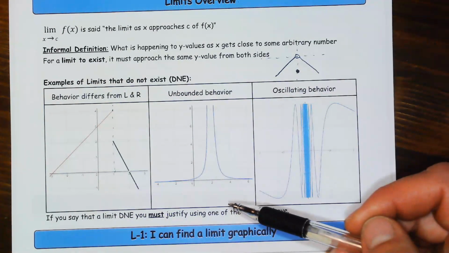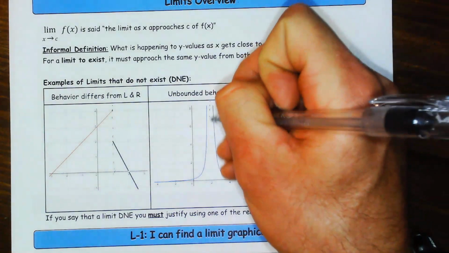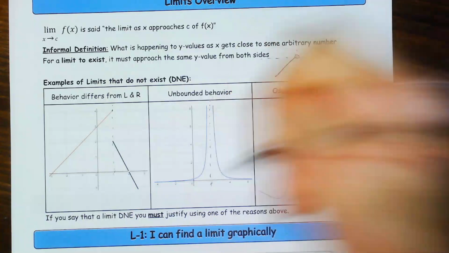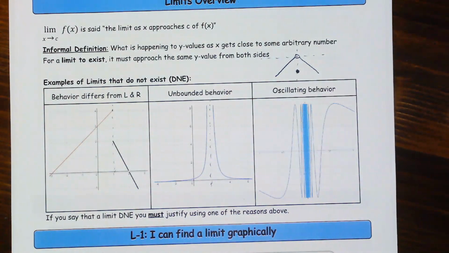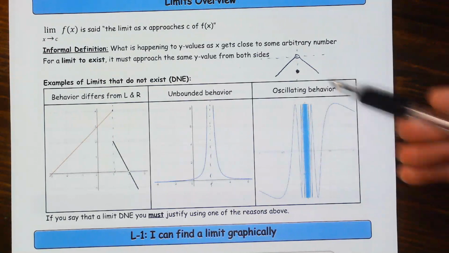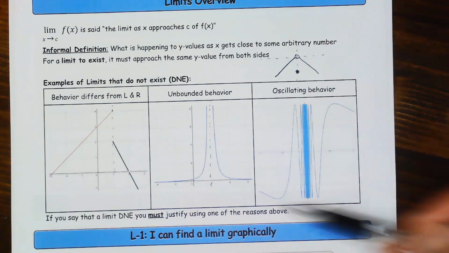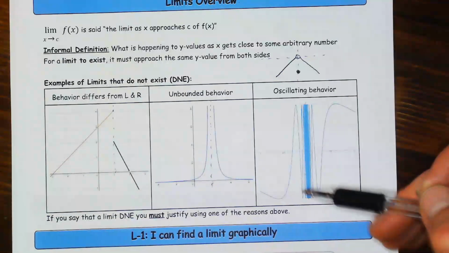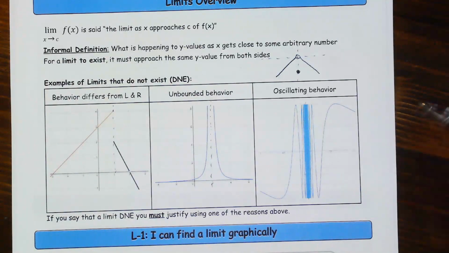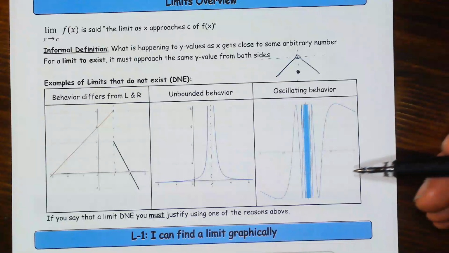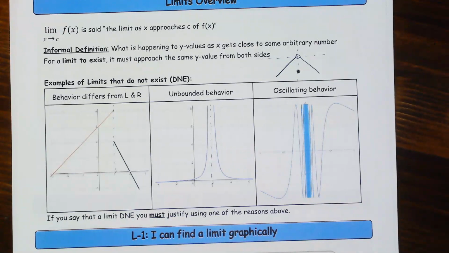Another one is unbounded behavior. So if I'm just looking at this spot right here, I have a vertical asymptote. So unbounded behavior is another place where limits do not exist. And then the third one is oscillating behavior. This one's the least common of the three. But there are some functions that look kind of like this. Basically what ends up happening is they get close to a certain number, in this case 0, and they just totally freak out. So if you see that, the limit does not exist at that spot.